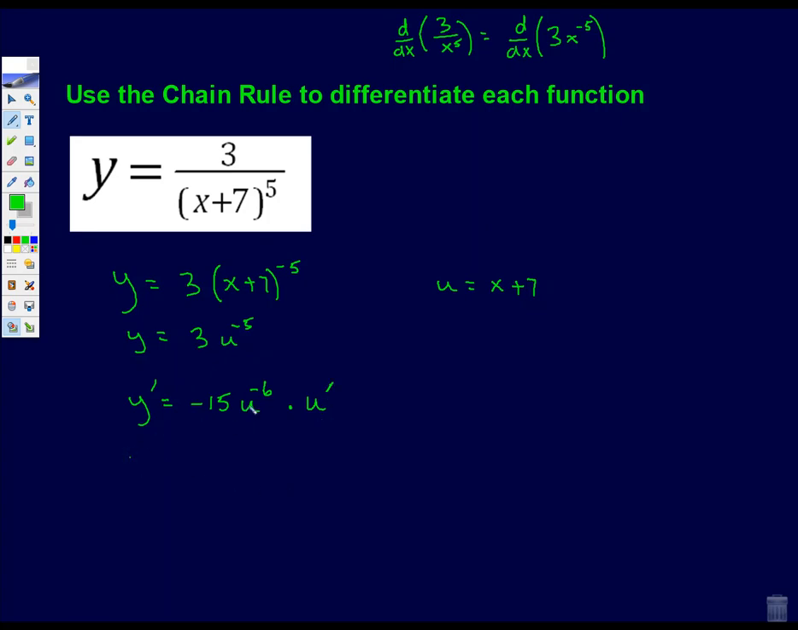And then we just finish the problem by substituting back in terms of x. So y prime is going to be negative 15, u is x plus 7, to the minus 6. Now think, what's u prime? If u is x plus 7, u prime would just be 1. So I don't have to multiply by anything but 1, which doesn't change the problem at all. So I'm just going to not even write it and rewrite the answer as negative 15 over the quantity x plus 7 to the 6th. And there would be my derivative.